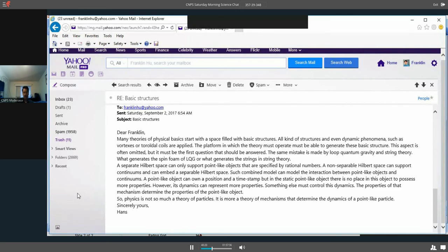Well, that's an interesting definition, but the issue here is, in my opinion, the first sentence that says many theories of physical basics start with a space filled with basic structures. I think that statement really should say with a mathematical space filled with basic mathematical structures.